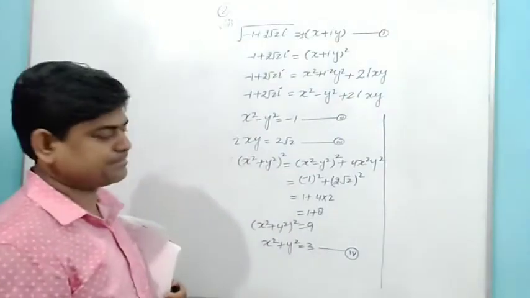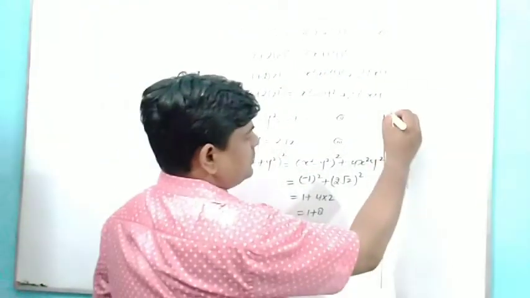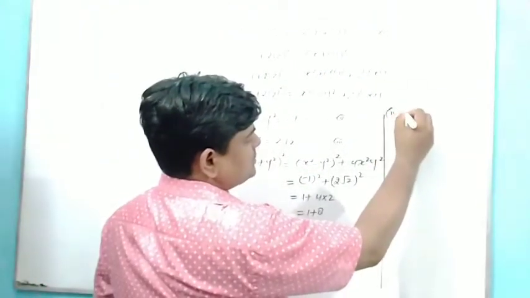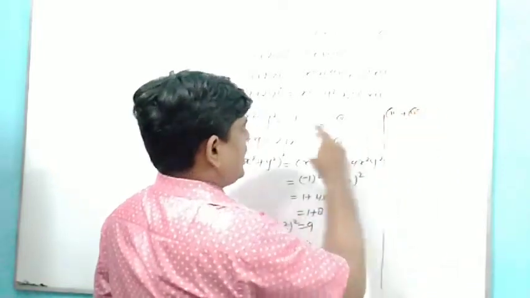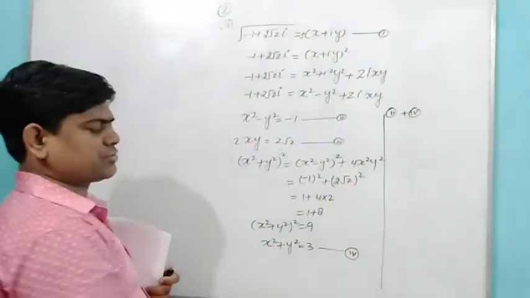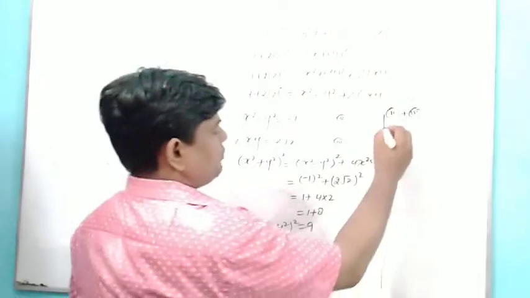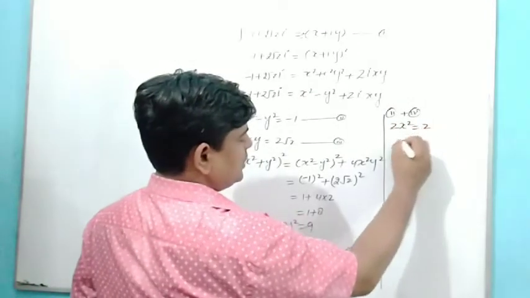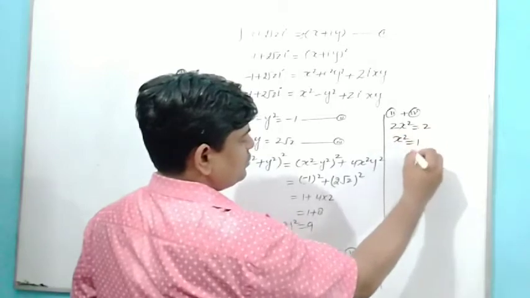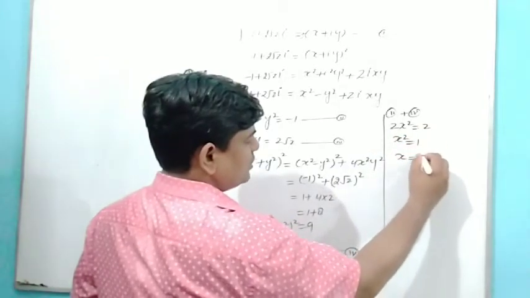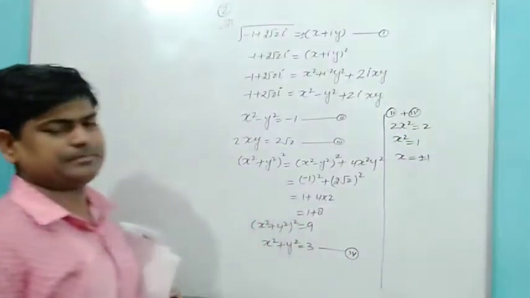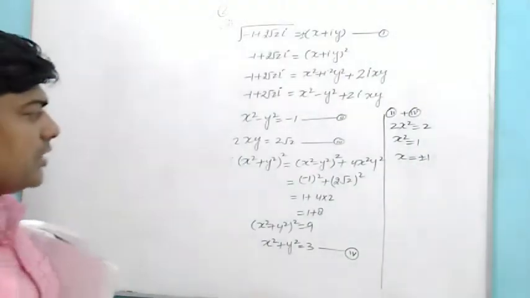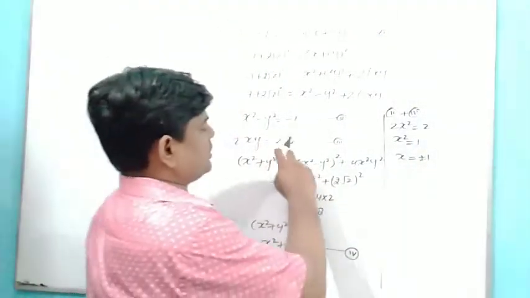Okay, it is visible. Simply I am writing second plus fourth. When I add these two equations, y square will cancel. We will have 2x square equal to 2 only. Then x square is equal to 1 and x is equal to plus minus 1, I can write. Now that value of x we can substitute in third.